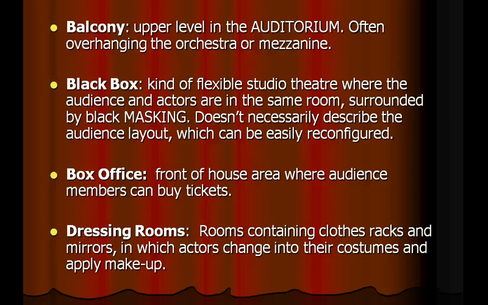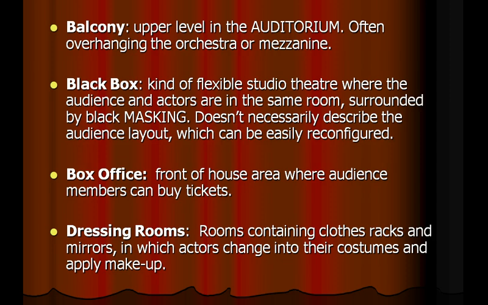Black box is a kind of flexible studio theater where the audience and actors are in the same room, surrounded by black masking. It doesn't necessarily describe the audience layout, which can be easily reconfigured. Box office refers to the front of house area where the audience members can buy tickets.